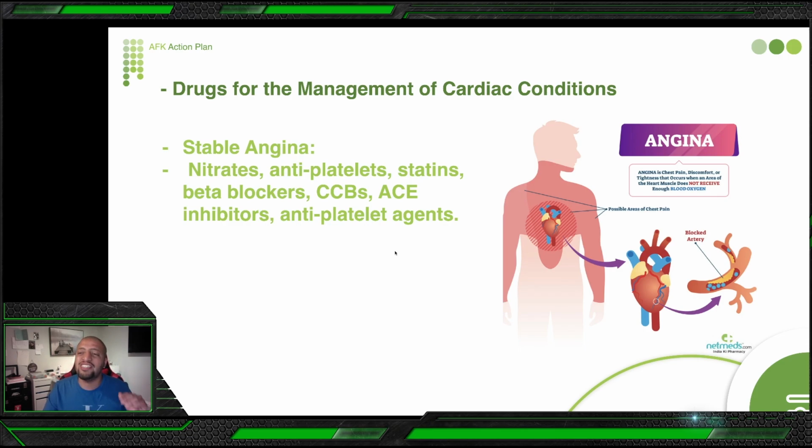So this condition is very serious, so we should introduce medication to deal with it. I'm not telling you the patient will get all this medication. No, I'm giving here the profile.